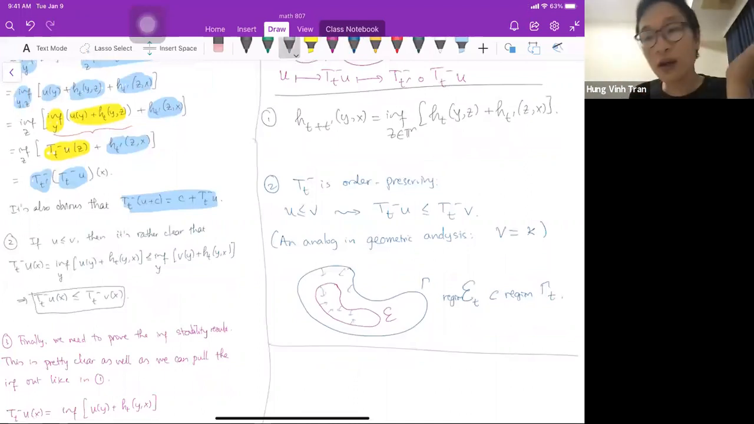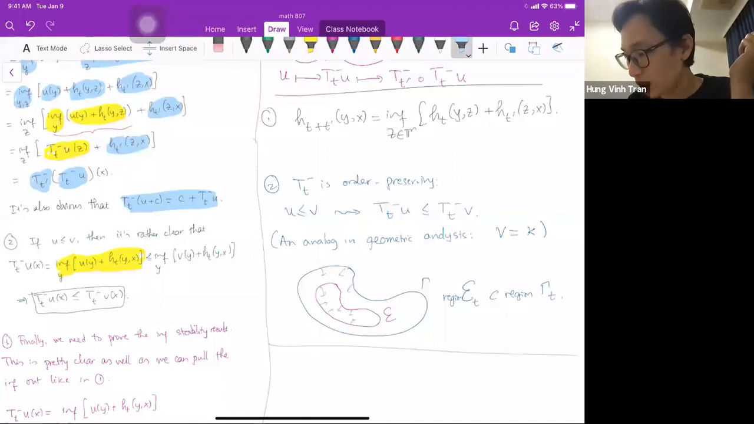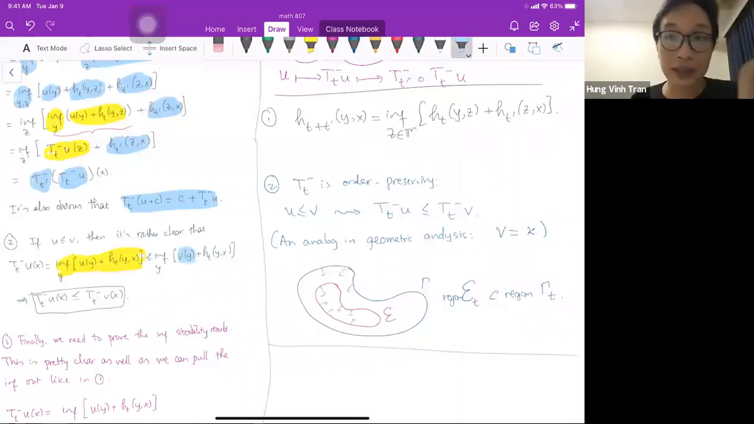And you see the proof is obvious. It's obvious because you write out the formula for T_t(u)(x), and then you just replace u by v, because u is less than or equal to v, and that's it. Again, but believe me, this is a very important property.